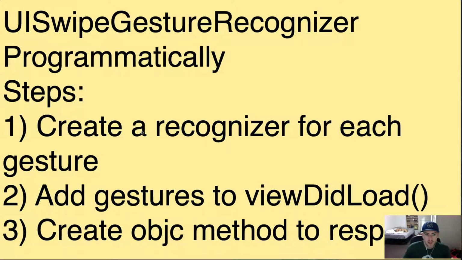The first one, we're going to create a recognizer for each gesture we want done. So we're doing a swipe gesture recognizer that is going to swipe up, down, left, and right. So you have to have a separate gesture recognizer for each one. We're going to add the gestures into our viewDidLoad. We're going to use a method and then call the method in the viewDidLoad to make it cleaner. And then we're going to create an Objective-C method to respond to the gestures, because you use what's called a selector to do this, and it's an Objective-C thing. So, all right, let's get started.